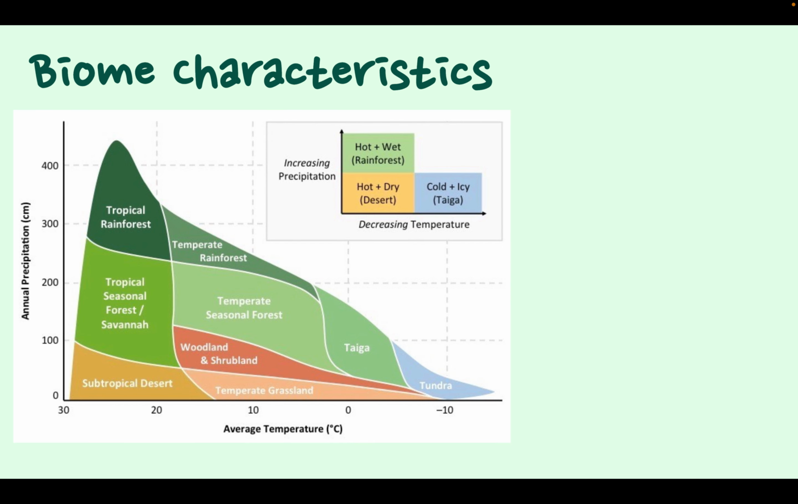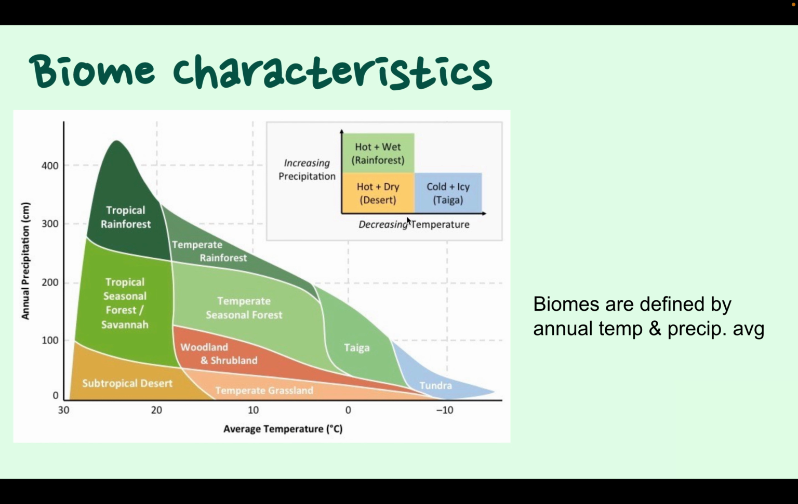So we do have some biome characteristics that you'll want to know about. This is a common graph, a common chart that you'll see when talking about the characteristics of different biomes. So in general, looking here, you have increasing precipitation along the y-axis and decreasing temperature along the x-axis. So along this general area, you get hot and dry.